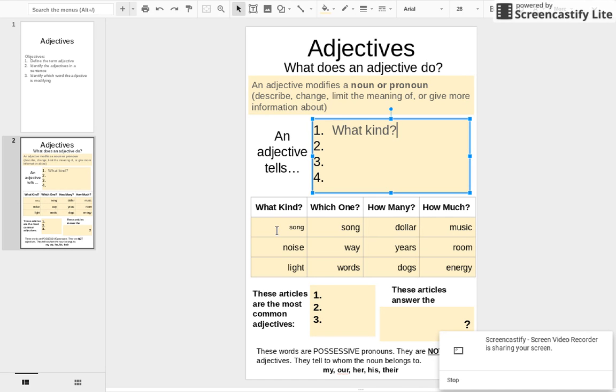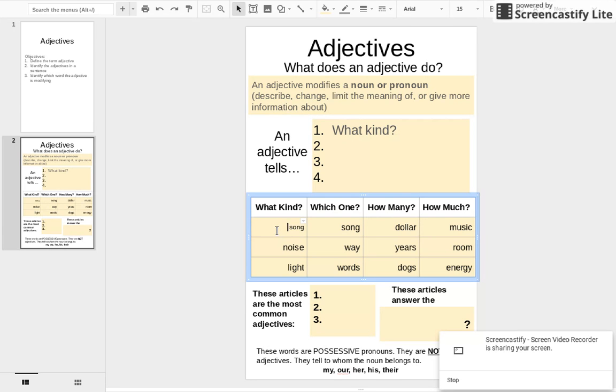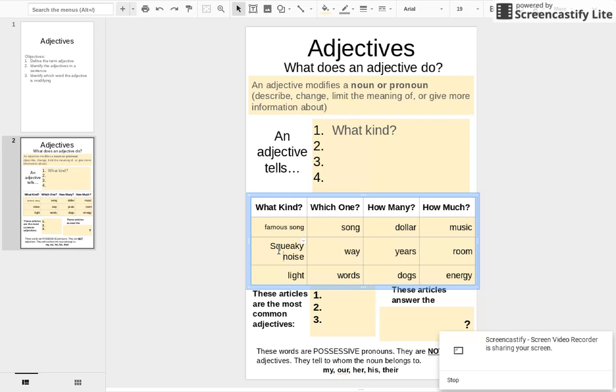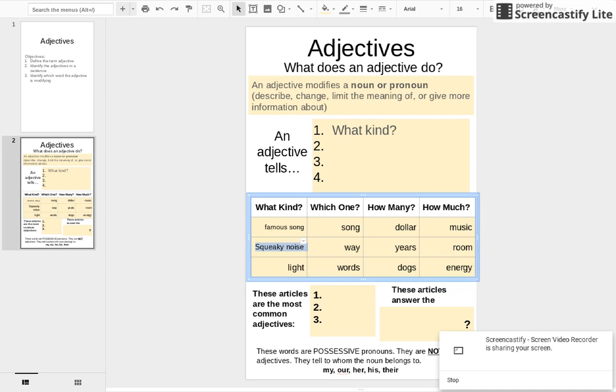So, for example, if we want to know what kind of song you were listening to, you could say it's a famous song. You could also say it's a happy song, an upbeat song, a slow song, a fast-paced song. Those are all adjectives describing what kind of song you're listening to. You could also ask me what kind of noise I heard, and I could tell you that it was a squeaky noise. All right, so that tells us what kind of noise I heard, a squeaky one.